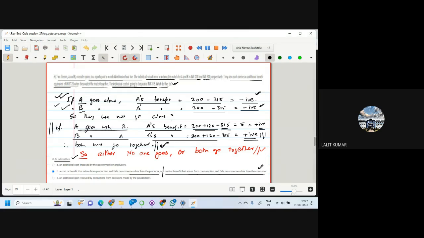If A goes with B, A's benefit is 200 plus 120 minus the ticket cost of 315, which is 5, so he would like to go with B. Similarly, if B goes with A, B's benefit is 300 plus 120 minus 315, which is positive, so he would like to go with A. So there are two options: either no one will go or both will go together. That is the answer.